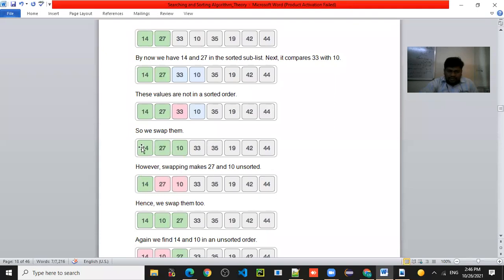Now, in the sublist, however, swapping makes 27 and 10 unsorted, right? Here we are considering the sublist, right? So 14, 27 and 10. So is the sublist in sorted order? Is it in sorted order? No, sir. No.